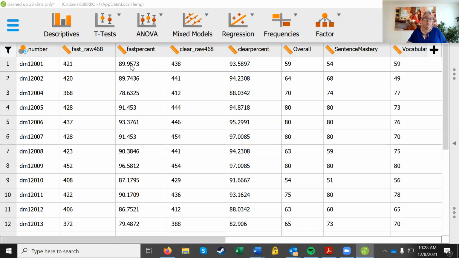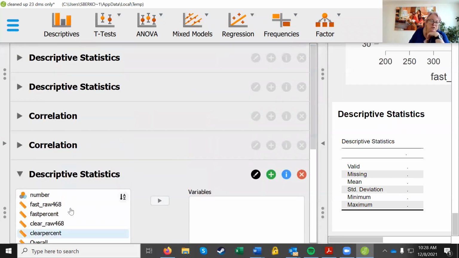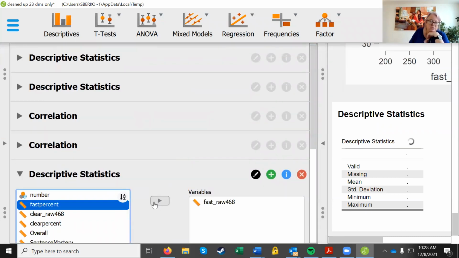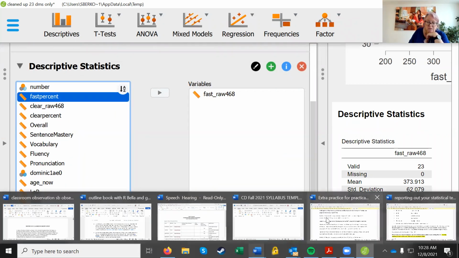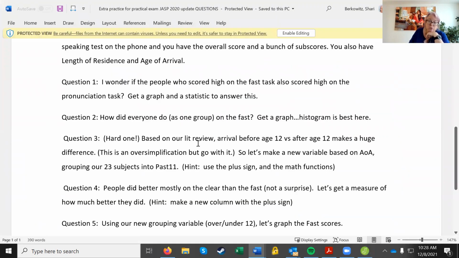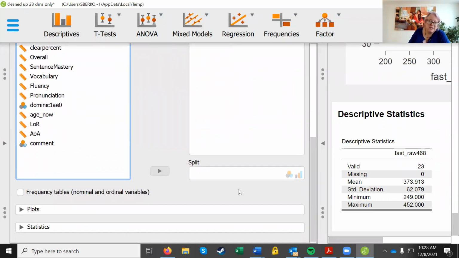And so we just want to describe it, right? I even said get a histogram. Well, here's the picture of the histogram to help you. Or maybe it's a bar graph. So let's go to descriptive statistics. The one we're interested in is fast score. That's what I said. How did everyone do on the fast? I should have said, how did everybody do on the score on the fast listening experiment, but it's quick and dirty stats. And I'm not going to split it because I said, how did everyone do?